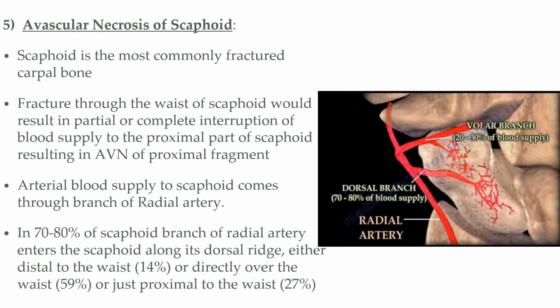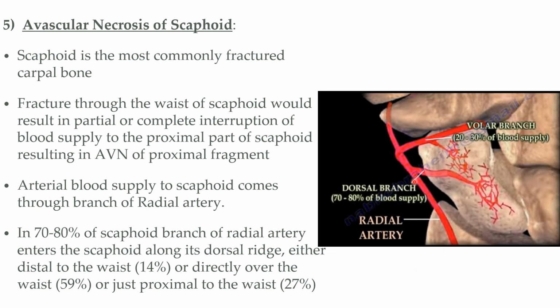Avascular necrosis of scaphoid. Now, this is a very important, clinically significant condition. Scaphoid is the most commonly fractured carpal bone. The arterial supply to the scaphoid comes from the radial artery. In this illustration, this is the lower end of the radius, this is the scaphoid bone, and this is the trapezium. So, this is the distal side and this is the proximal side. This is the radial artery.